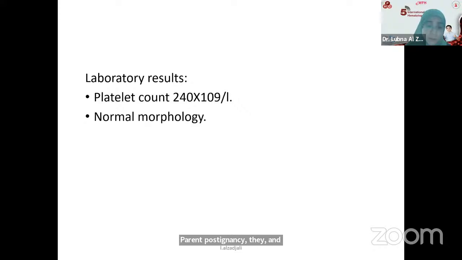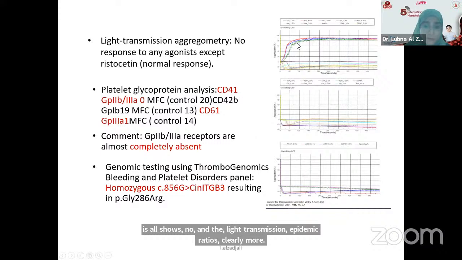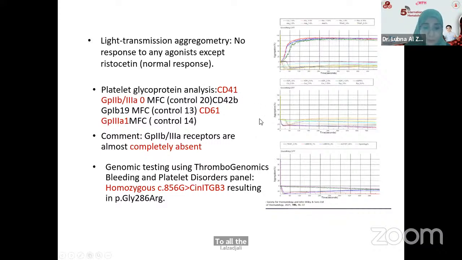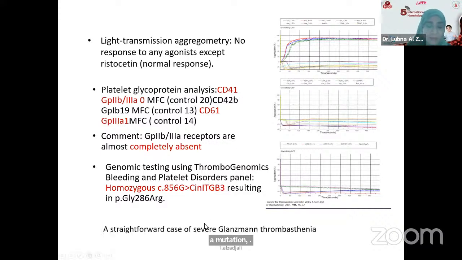Laboratory results show a normal platelet count with normal morphology, and light transmission aggregometry shows clearly no response to all the agonists except for ristocetin. The flow cytometry or platelet glycoprotein analysis shows complete absence of CD41, glycoprotein 2B and 3A. Genetic testing shows a homozygous mutation of 856 G to C, resulting in this genetic disorder. So this is a straightforward Glanzmann thrombasthenia case.